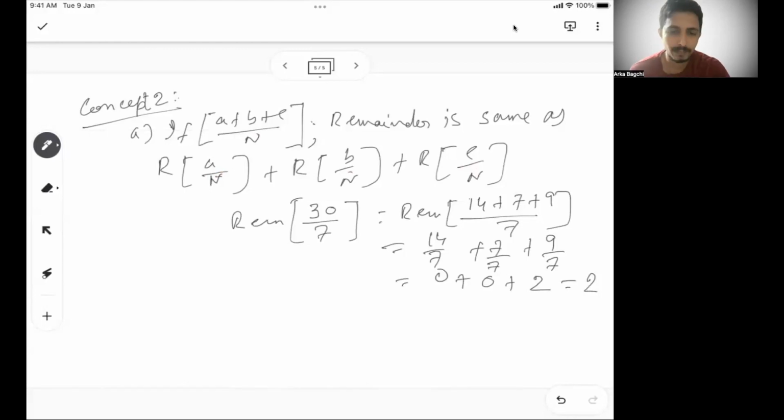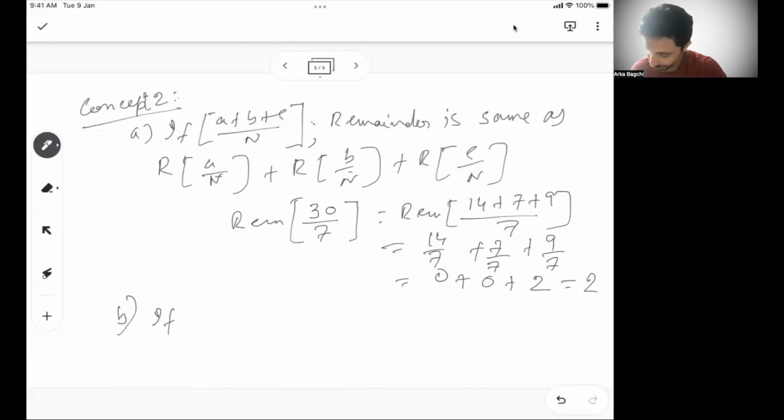So this is one easy one. May not be used too many times. Problems like this may not come much, but just to know this A. The B is a very important one.